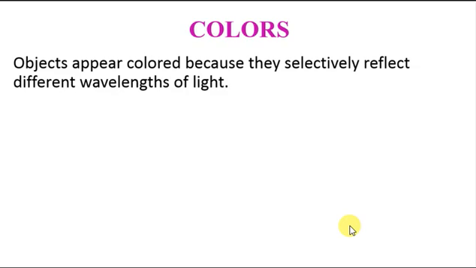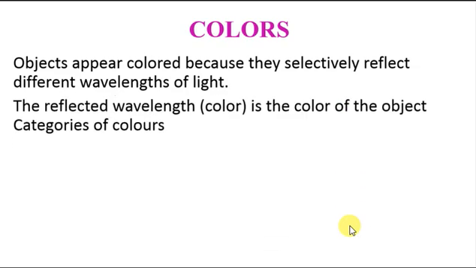And since we know that what differentiates colors is just their wavelength, a given color is of a given wavelength, and the color which is reflected is what you will see as the color of the object. If you see an object appearing red, it means that object is reflecting red. It is absorbing other colors. If you see an object appearing blue, it means it has reflected blue color.